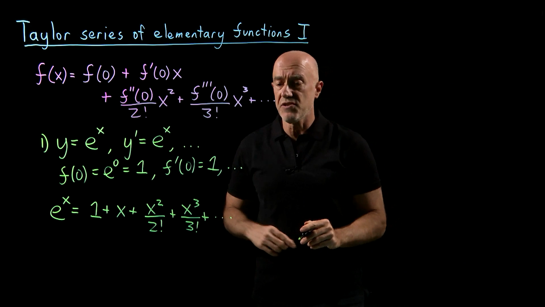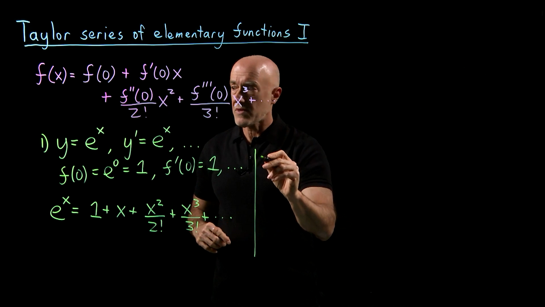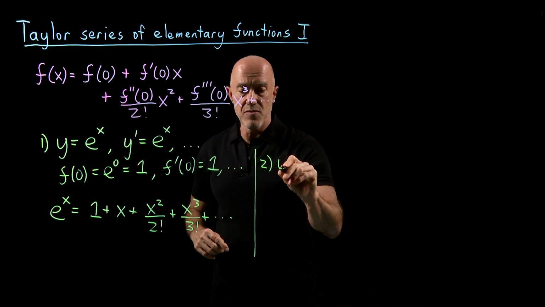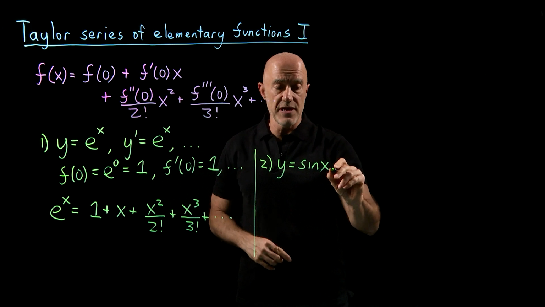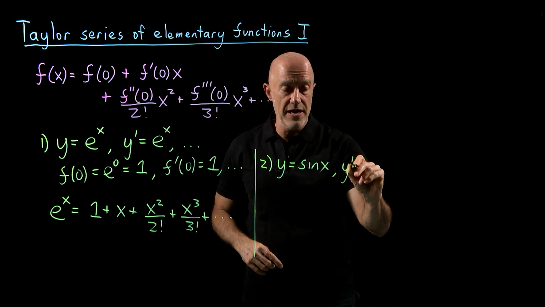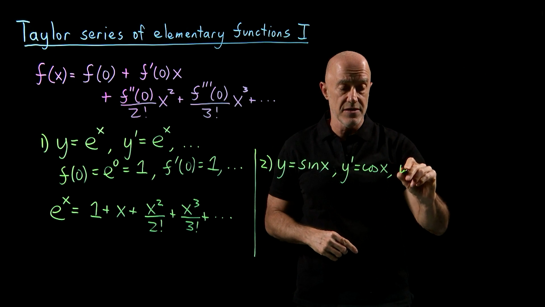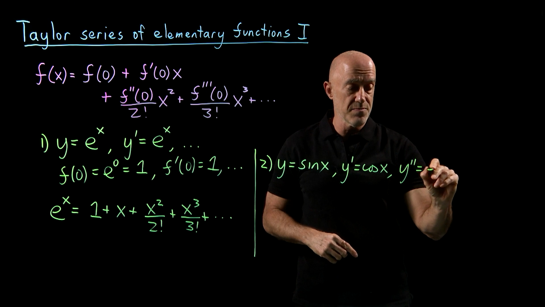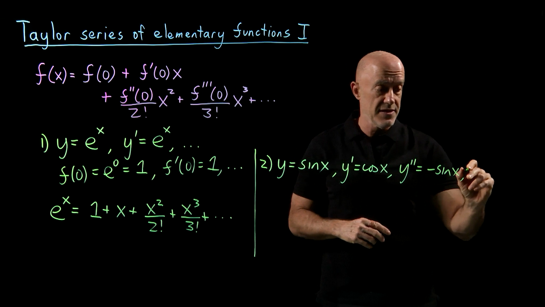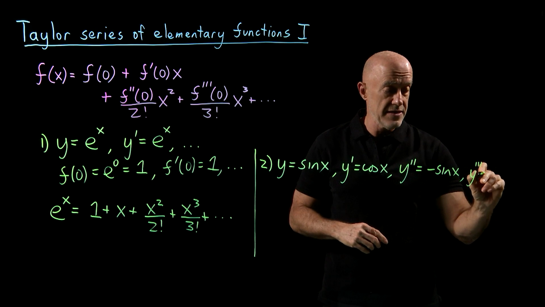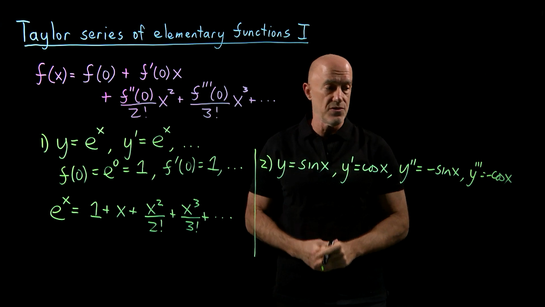Okay, after the exponential function, we should do the sine function. So let's do the second one. It will be y equals sine x. What's the derivative of sine x? Well, y prime is equal to cosine x. What's the derivative of cosine x? So y double prime equals minus sine x. And then what's the derivative of minus sine x? So y triple prime is equal to minus cosine x. And then it repeats itself, going back to sine.